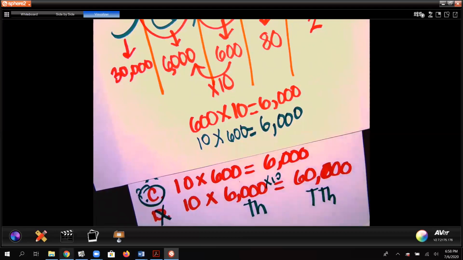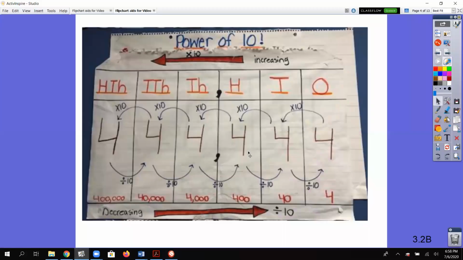So remember, as you move to the left, you're increasing. That's the power of 10. You're multiplying by 10 each time. It's getting bigger to the left. When you go to the right, you're decreasing by dividing by 10.